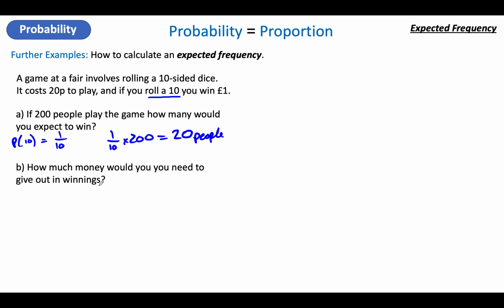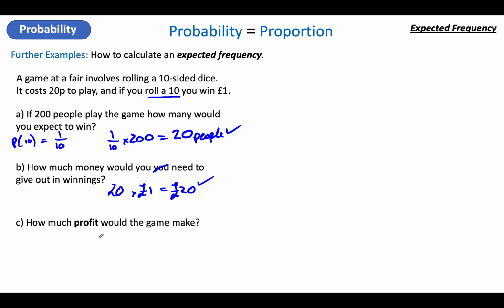How much money would you need to give out in winnings? Well, if all of those 20 people win a pound, that's going to be 20 lots of a pound, which is, of course, 20 pounds. That's how much money I'd expect to give out.